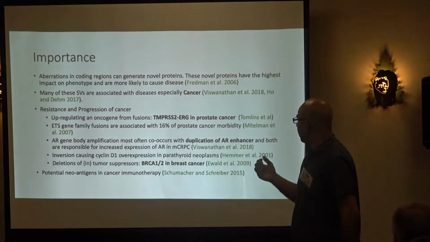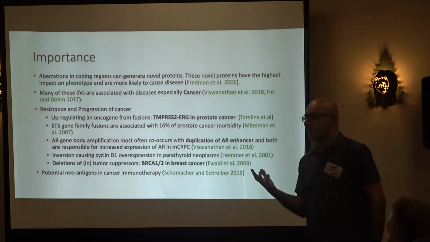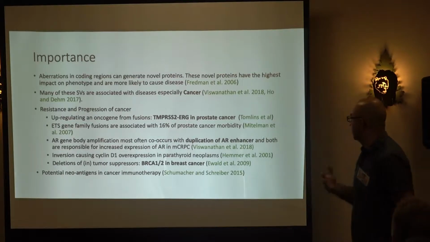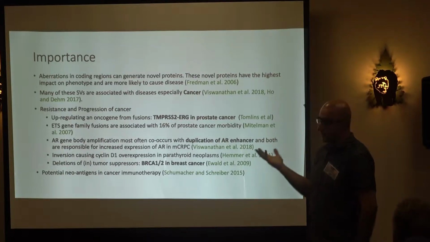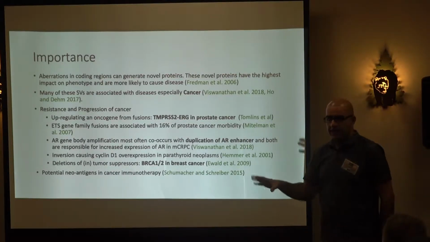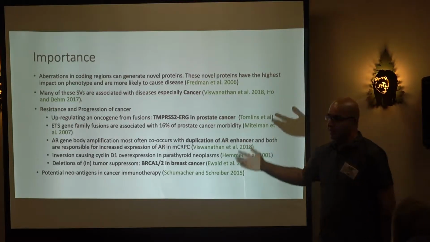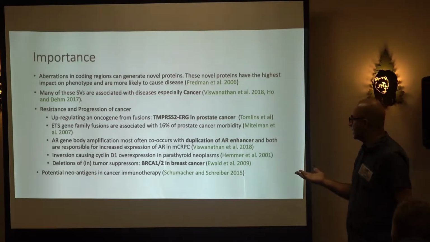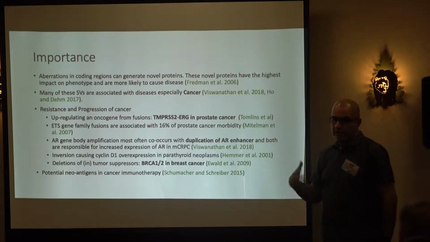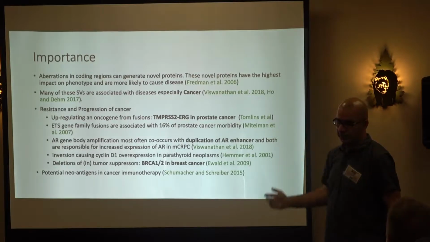Why are these so important? These aberrations in coding regions can generate novel proteins, and these proteins can have a high impact on the phenotype and are more likely to cause diseases. Many of these structural variants are associated with diseases, especially cancer. In the context of prostate cancer, there's a huge literature. For example, TMPRSS2-ERG fusion in prostate cancer, which is observed in about 50% of patients, is an upregulation of the oncogene. And patients who have those fusions have a higher morbidity rate, and so on and so forth.